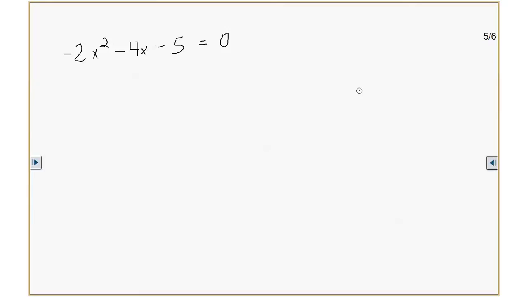Maybe you can chalk it up as being a little bit rusty. How about that? It's not like you complete the square every day.